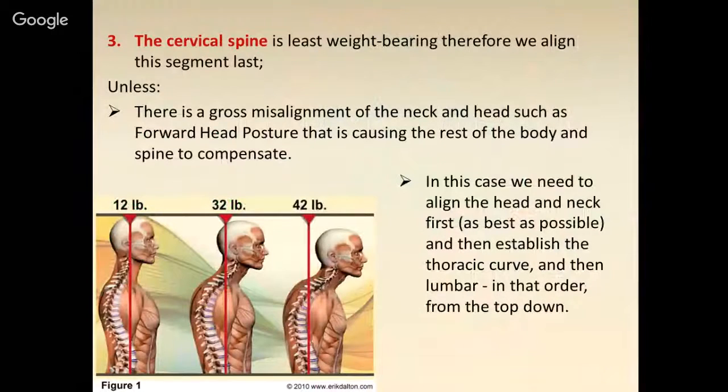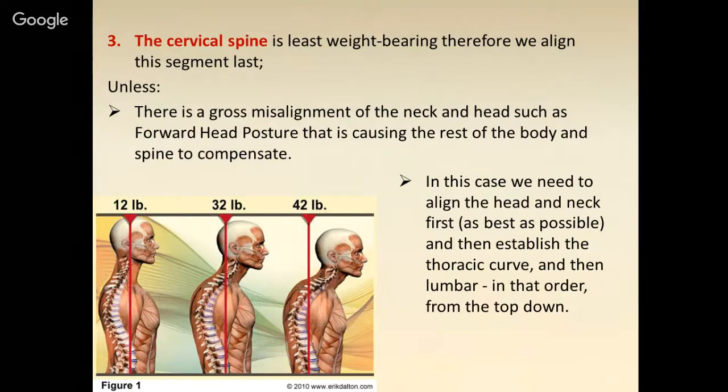Another thing we need to consider, why we would do the cervical spine last, is because it's the least weight bearing. So we would do the thoracic spine first. It's the primary curve, then the lumbar. We get that set up because this is where we're more weight bearing, and then we do the cervical.